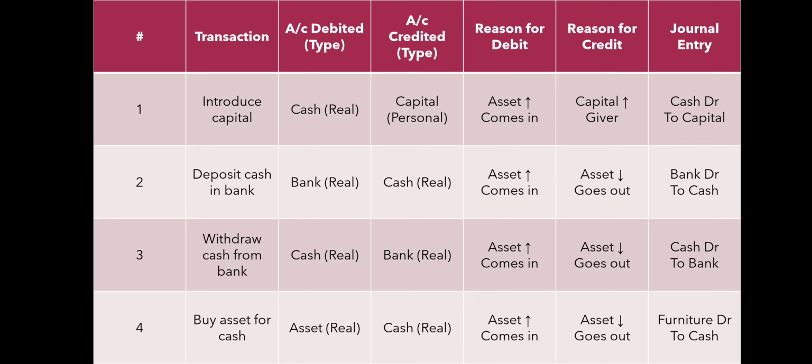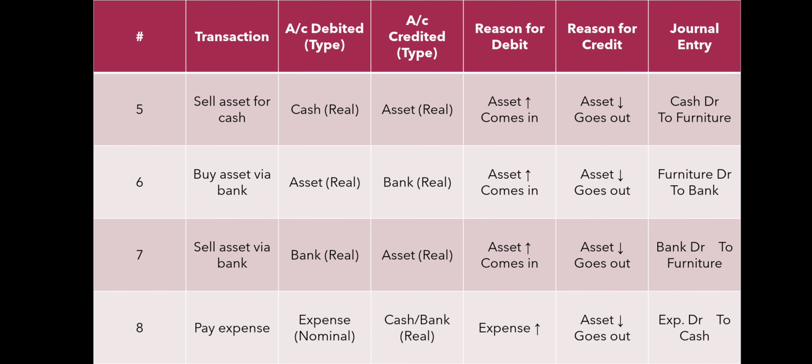Okay, so for example, say I purchased an asset, say furniture. So my furniture is coming in the business. Furniture account will be debited with what I bought the furniture using my cash. So cash account will be credited. Okay, if cash is not there, instead there is bank, so bank will be credited. So my journal entry in that case will be furniture account debit to bank account.